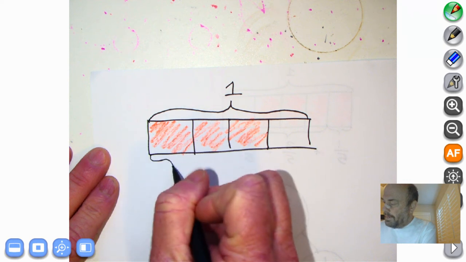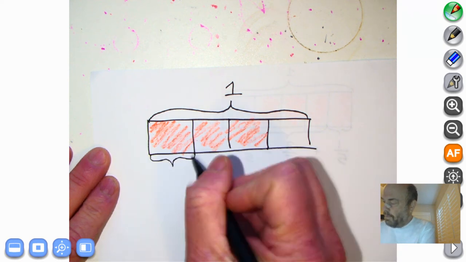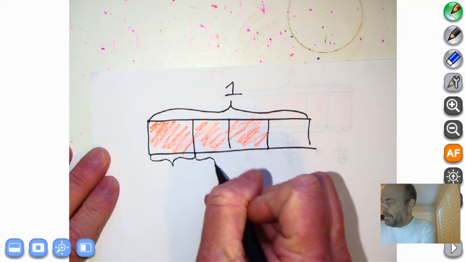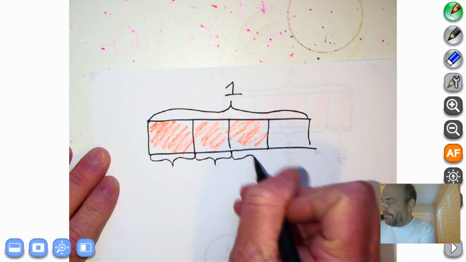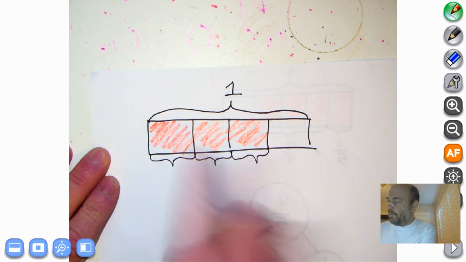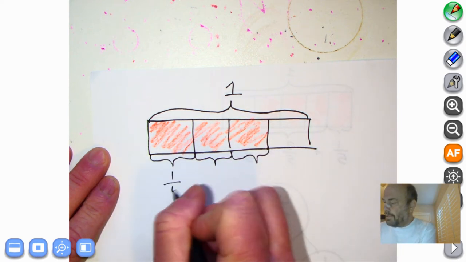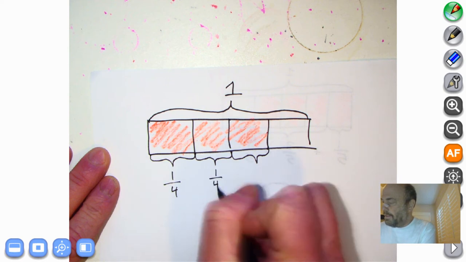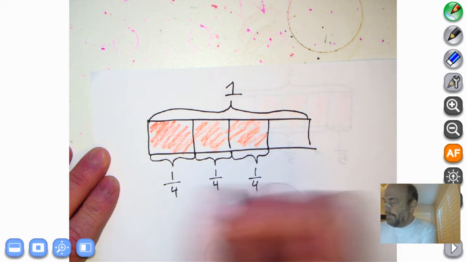Well, we're dealing with adding fractions, so I'm going to put some brackets around these. We're going to make 1 bracket here, 1 bracket here, and 1 bracket here. So we have 1/4, or 1 out of 4. 1/4, 1/4, 1/4. And we're going to add these together.